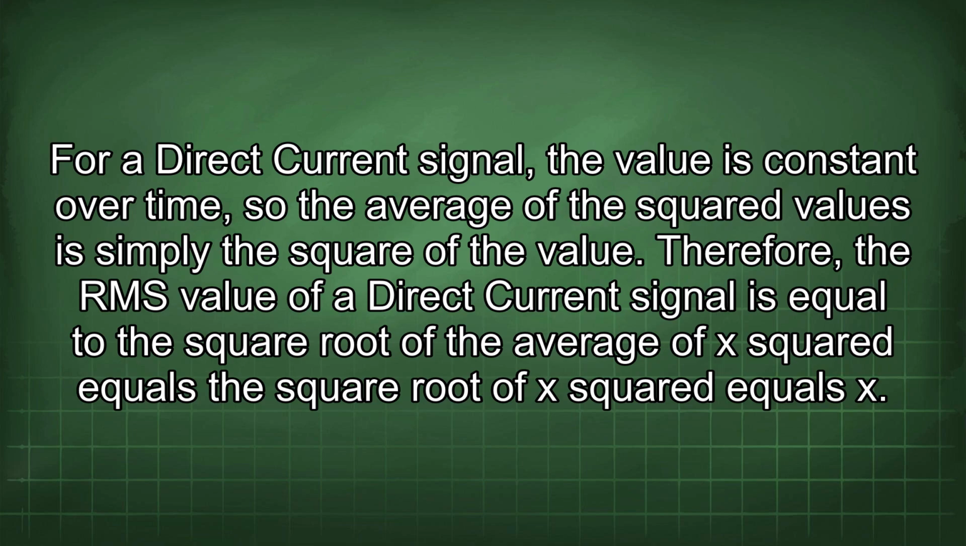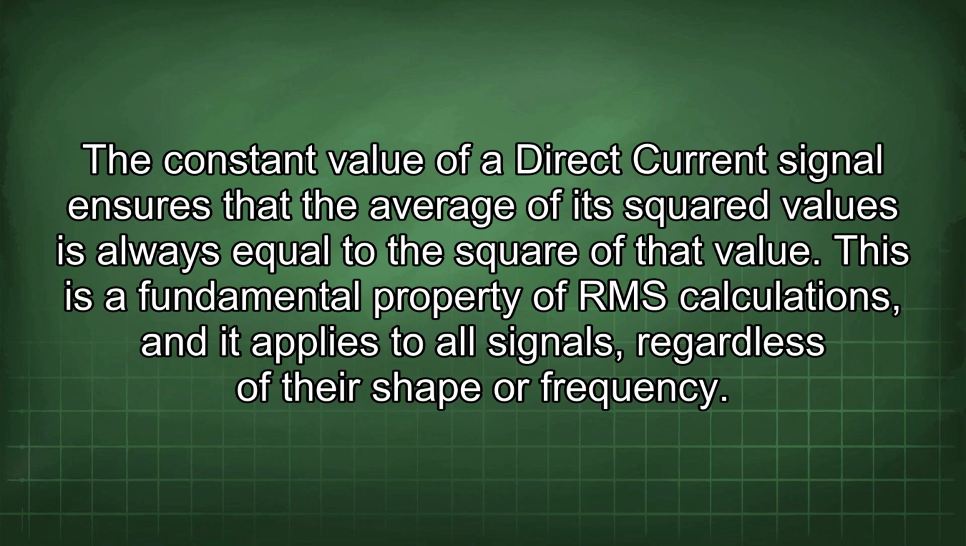Therefore, the RMS value of a direct current signal is equal to the square root of the average of x squared, which equals the square root of x squared, which equals x. The constant value of a direct current signal ensures that the average of its squared values is always equal to the square of that value. This is a fundamental property of RMS calculations, and it applies to all signals, regardless of their shape or frequency.